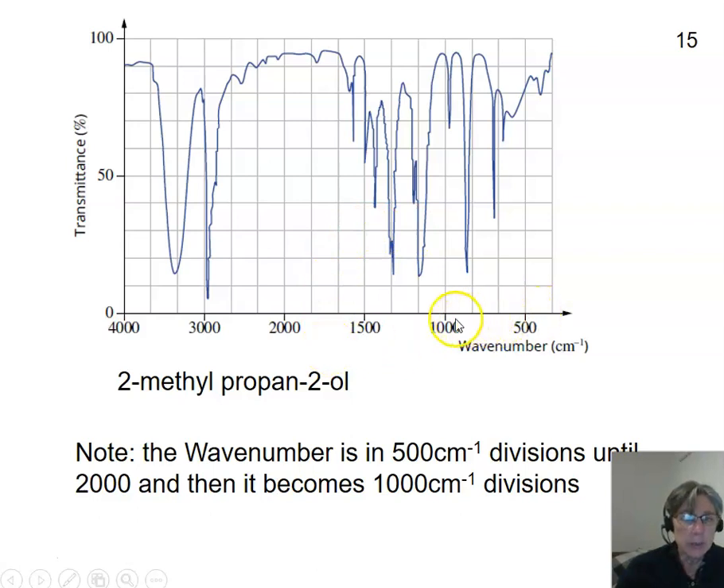So you can tell if it's a different sort of alcohol. These divisions are a bit weird, so just be careful when you're reading it. They don't go up evenly. So it's 500, 500, 500, and then all of a sudden it's 1,000. So just keep an eye out when you're trying to work out the number.